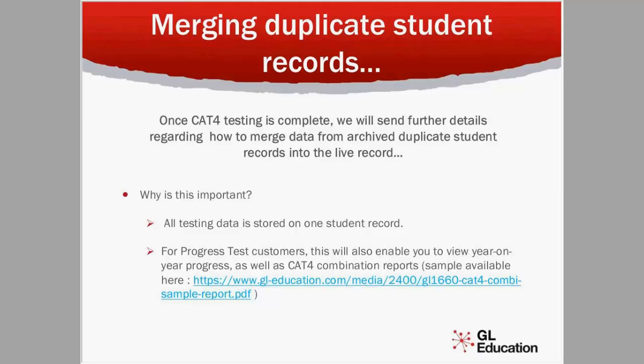The importance of having that testing data all on the same records is that it will enable you to have the year-on-year progress if you're using our progress tests. And also there are the combination reports that you can get for CAT4 and progress tests, which again, you won't be able to get if the testing data exists on separate records. So once testing is complete, we will take you through how to get those records merged together so you can get the full suite of reporting.